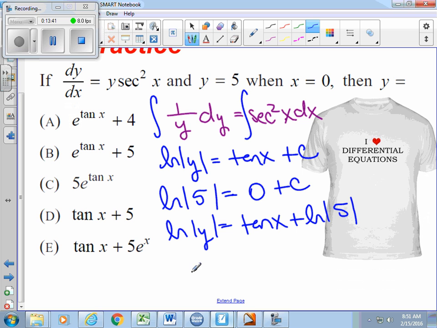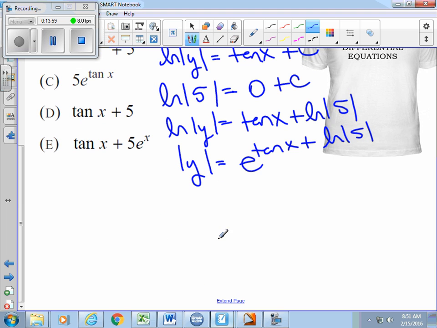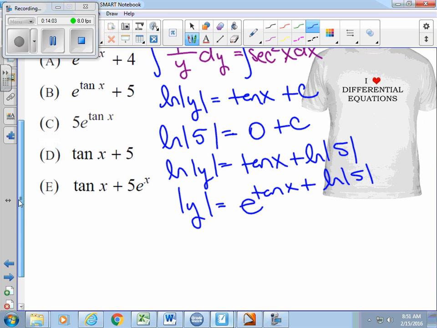E raised to both sides. Because this is a multiple choice problem, you probably don't even have to decide between the plus and minus. You notice they're all positive up there, so they don't even give you that question. Since y is 5, it would be positive. But this answer is not an answer.